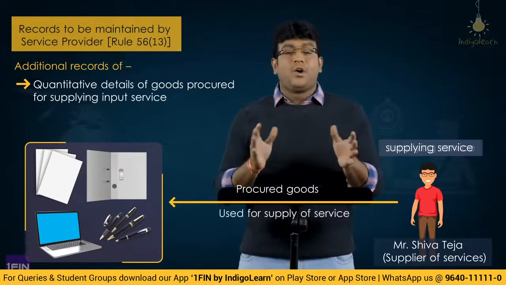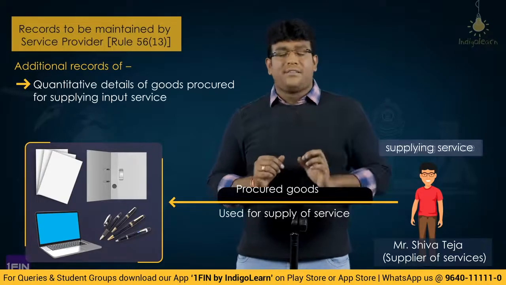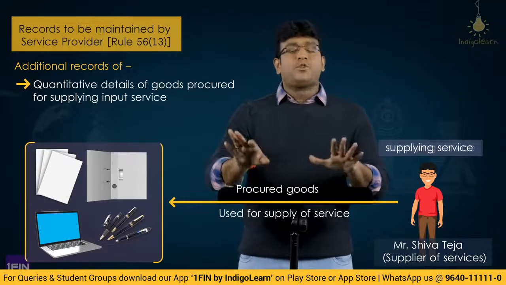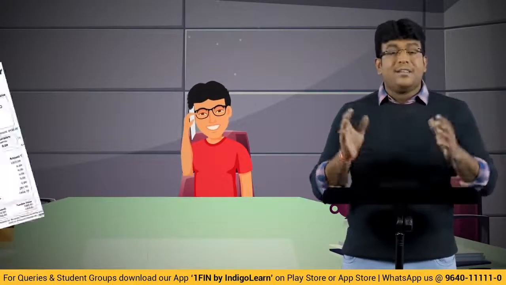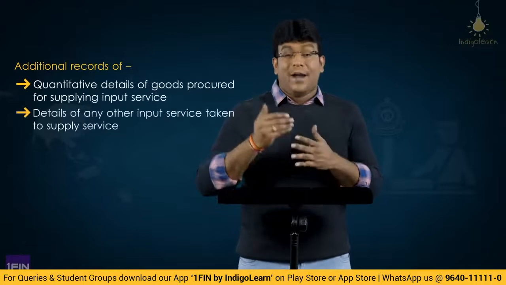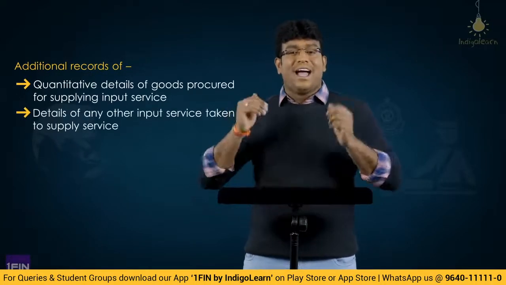So I should maintain proper records and details related to the goods I have taken for supplying service, or any other input service I have taken to supply service. For example, guys, when I am sitting at my office, there is a telephone which I am using, and there is a telephone bill which is coming, and on that telephone bill there is a GST which is charged, and that GST I can claim as input tax credit, and that is nothing but input service for Shivateja. So those details also I should maintain, and also finally the details of services which have been supplied. So in simple terms, I am maintaining details of my input services, and also the goods which I have procured, and also the services which I have supplied.